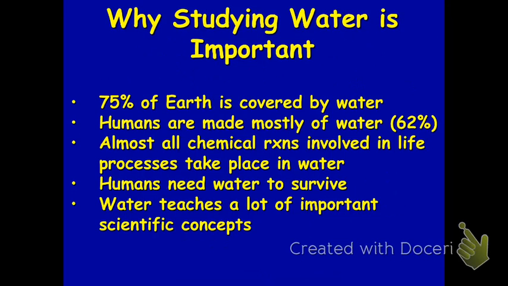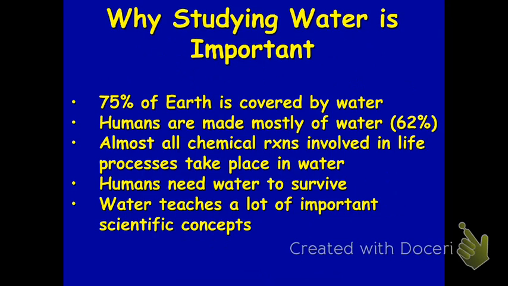Humans are made mostly of water. Turns out that the average human is about 62% water. Believe it or not, when you're born, you're about 75% water. And progressively, as you grow older, you lose more and more water. So this is true. Humans, as they get older, begin to shrivel up.